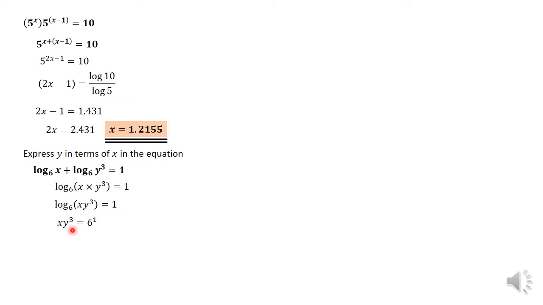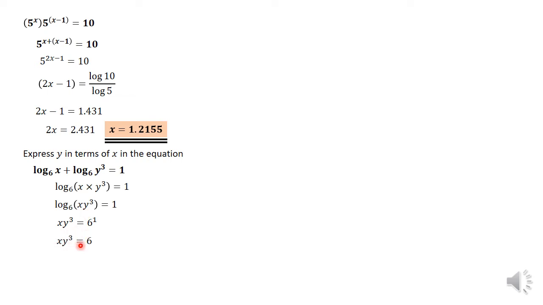And now we're going to express this in index notation. This being the base, and this being the logarithm, which is now also the power or index, we could write it as 6 raised to power 1 is this number here. You can always check the first video I posted. It had this definition where we change notations from logarithm notation to index notation and vice versa, and therefore x y cubed is equal to 6 raised to power 1.